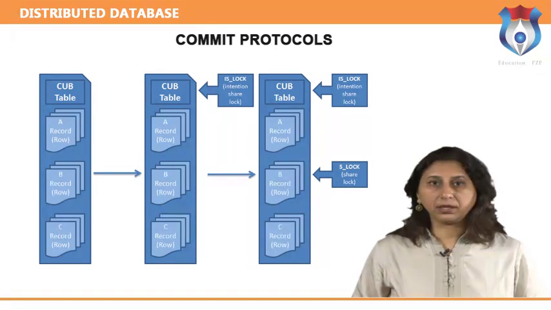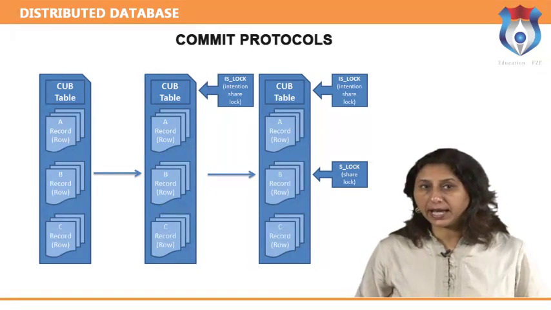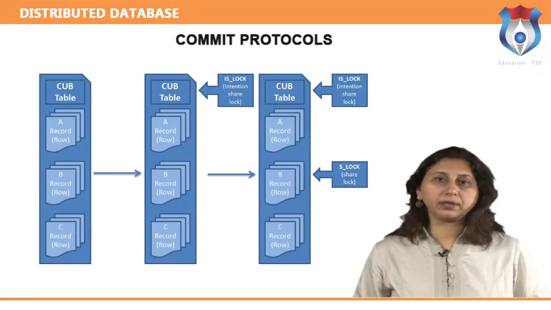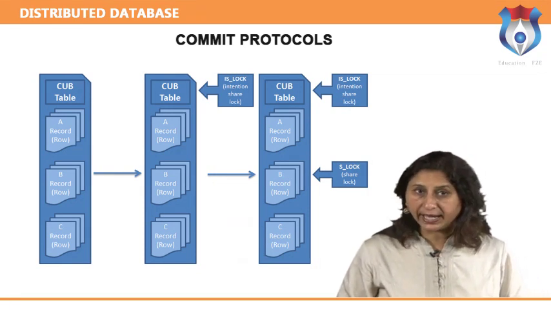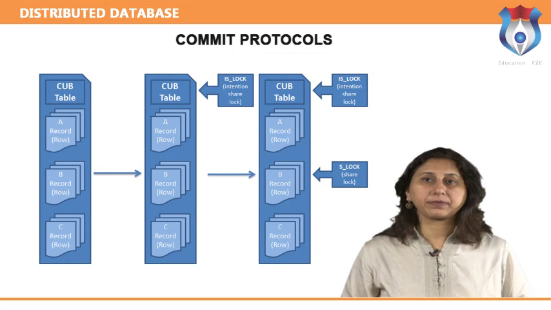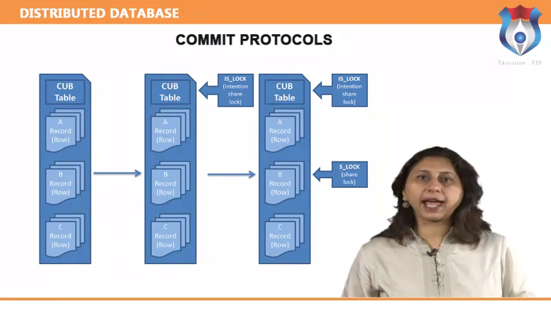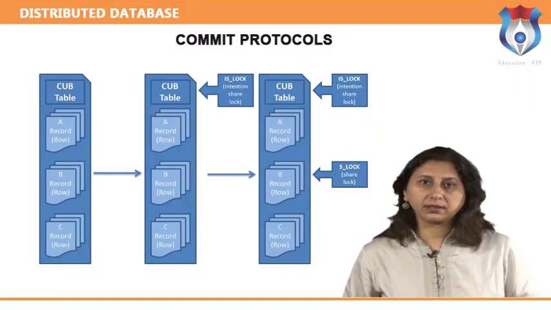Primary copy. Choose one replica of data item to be the primary copy. Site containing the replica is called the primary site for that data item. Different data items can have different primary sites.